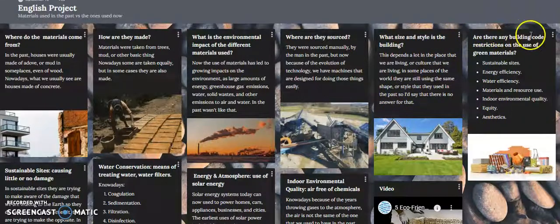Are there any building code restrictions on the use of green material? Yes: sustainable sites, energy efficiency, water efficiency, materials and resource use, indoor environmental quality, equity, and aesthetics.